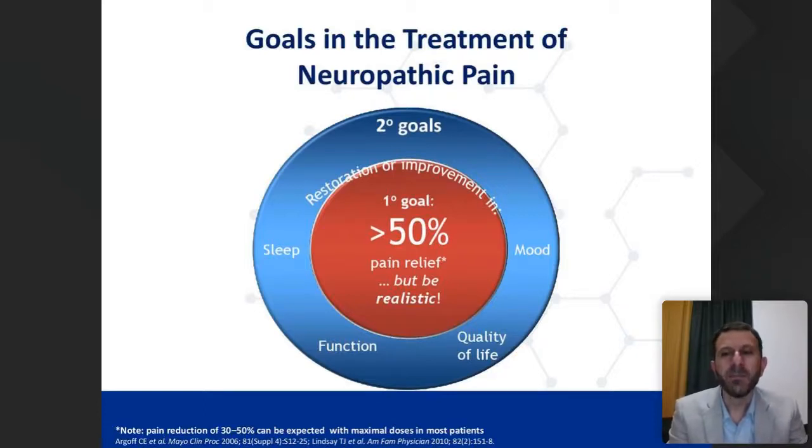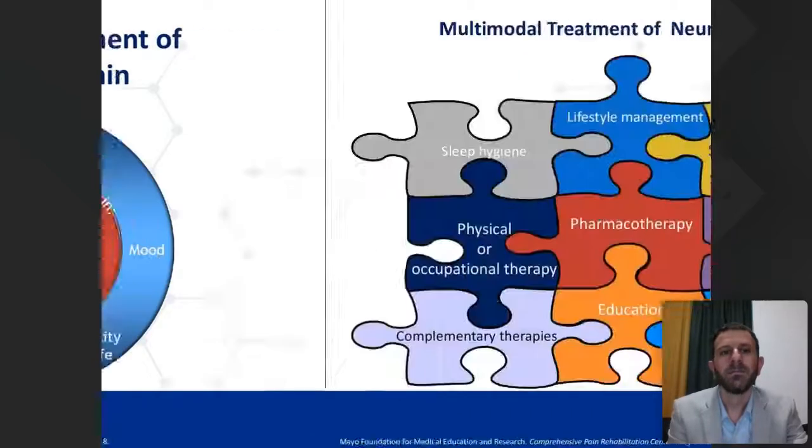Because you've got to remember, sometimes the primary cause is still there. Most commonly in diabetes, the primary cause is still there. Their diabetes is still there, their A1C is still elevated, and we know that that's related to their pain. And then the secondary goals are what I said: you want to improve their mood, their sleep, their function, and their overall quality of life.